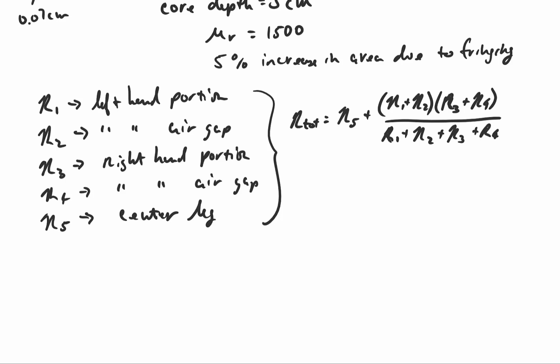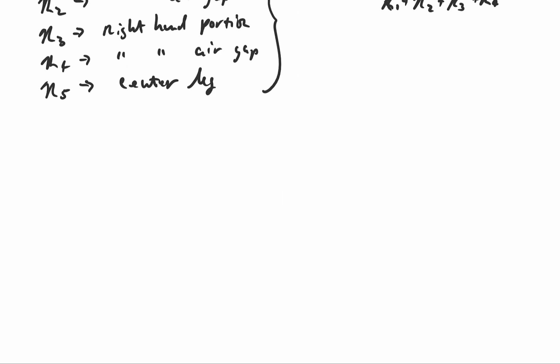This just comes from using the rules of series and parallel resistances. So there's my expression for the total, and now I can start to work out what each one of these are. So R1, this is my left leg, that's going to be equal to L1 divided by mu R mu naught A.